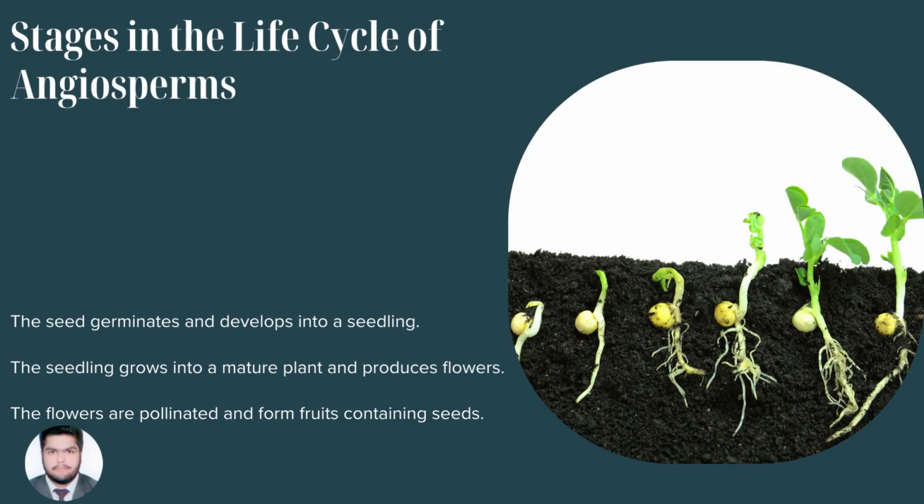Stages in the life cycle of angiosperms. The seed germinates and develops into a seedling. The seedling grows into a mature plant and produces flowers. The flowers are pollinated and form fruits containing seeds.